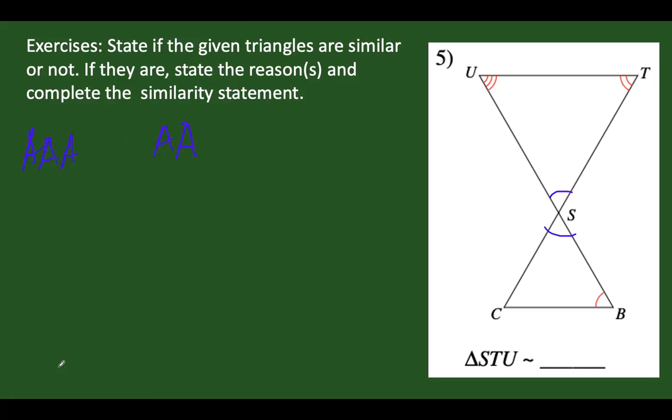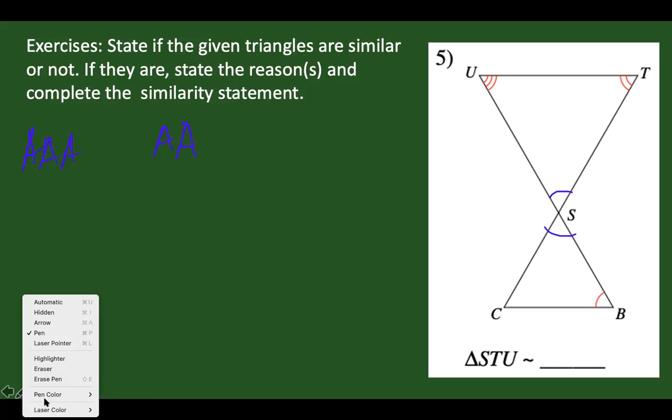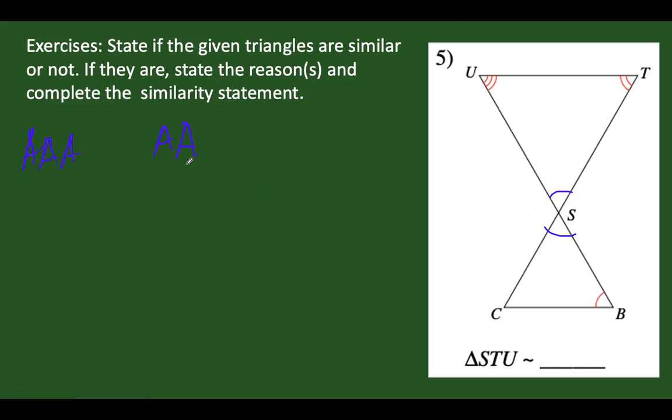Now we already have one pair of angles that are congruent. So let's use red. Okay, we have one pair. And if we observe, angle B doesn't have a congruent angle on the other triangle. So therefore, we cannot use this. How about angle C?